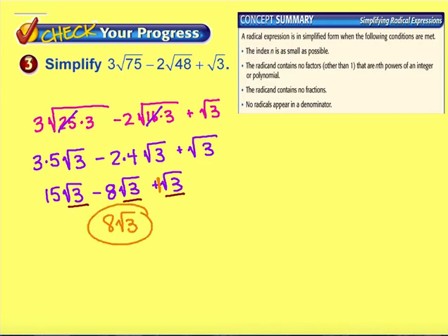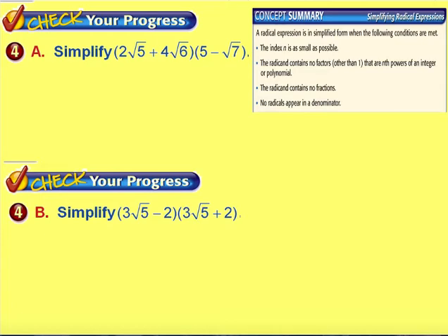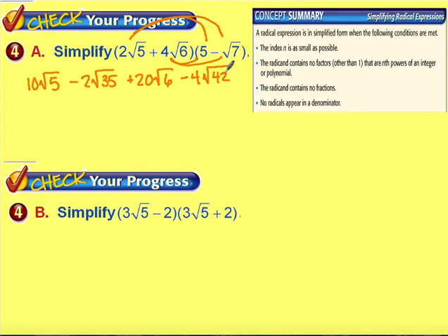All right, let's move on. Go ahead and pause and try these two problems and then check back for the solutions. So I'm going to go ahead and FOIL here. That gives me 10 square roots of 5 minus 2 square roots of 35 plus 20 square roots of 6 minus 4 square roots of 42.